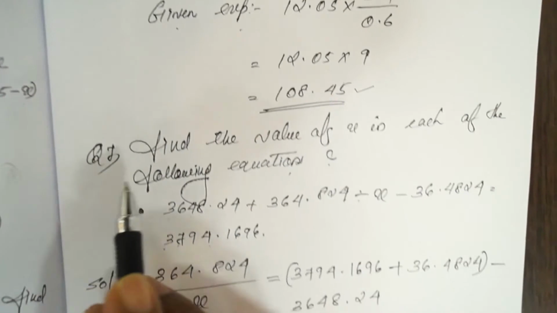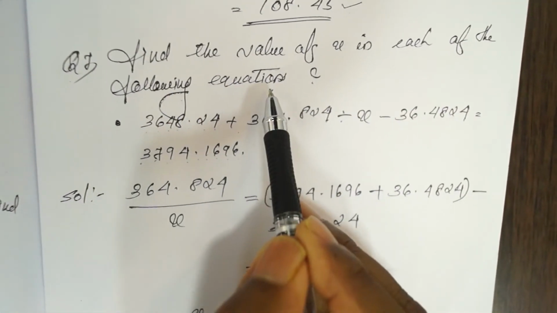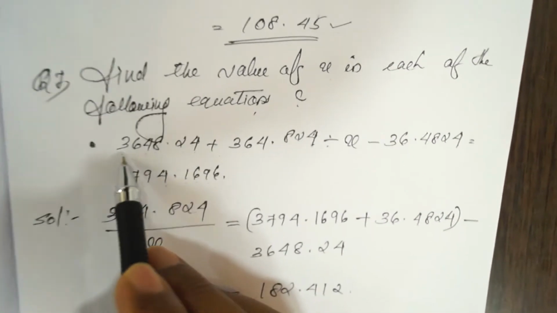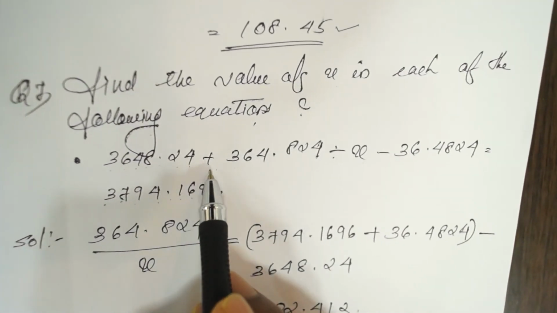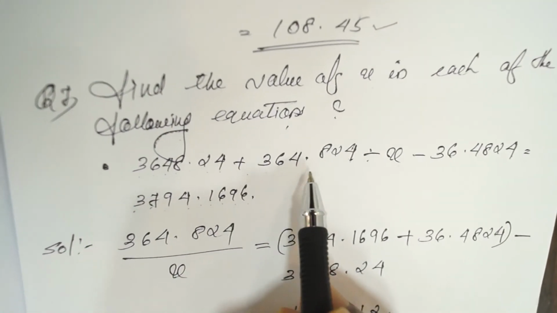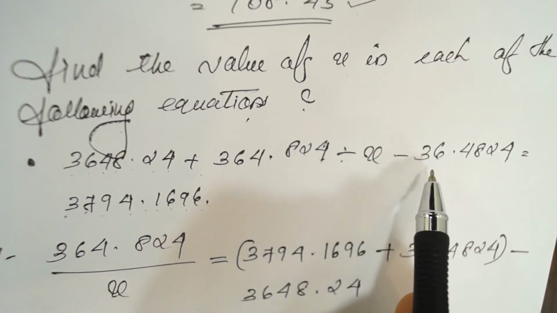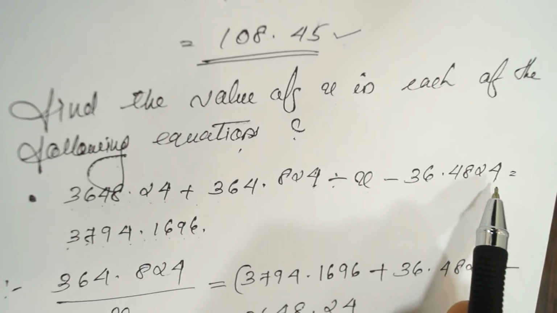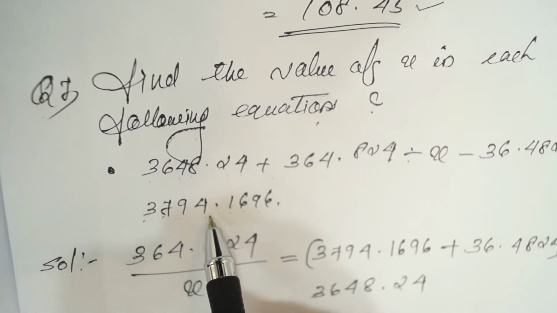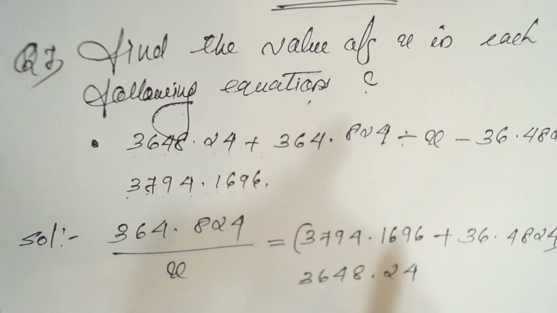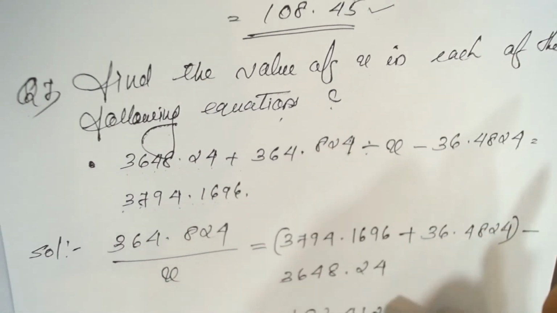Now our seventh question: find the value of x in each of the following equations. Then our expression is 3648.24 plus 364.824 divided by x minus 36.4824 is equal to 3794.1696. So for this expression also we have to use BODMAS.